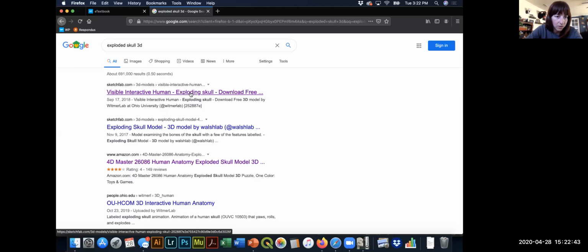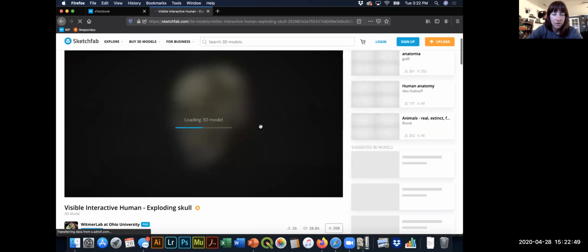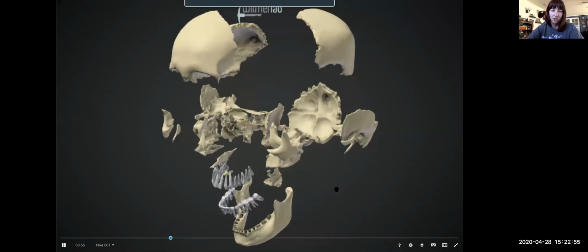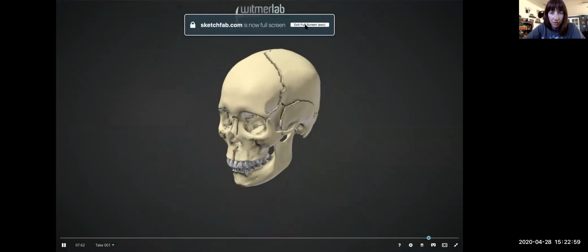Interactive exploding skull. Hello. Okay. This is the cool thing. I also have this linked in our bones discussion on Canvas. So it's going to be a thing.